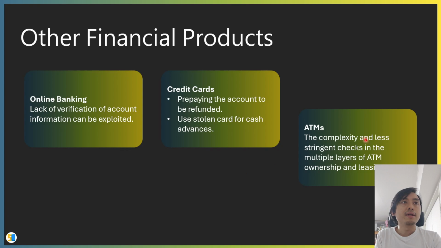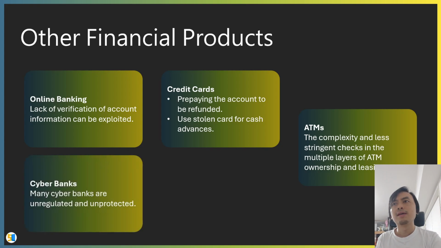ATMs. The complexity and less stringent checks in the multiple layers of ATM ownership and leasing can be exploited for money launderers to buy ATM machines, right? So apparently you can buy ATM machines to do ATM businesses, right? I just knew that after reading the books.